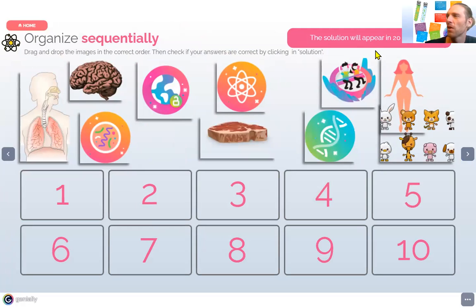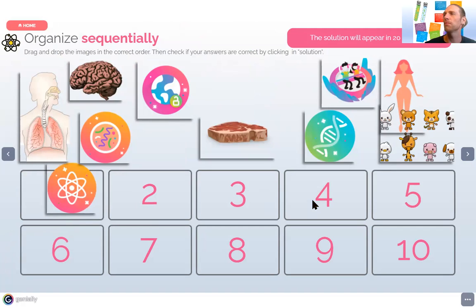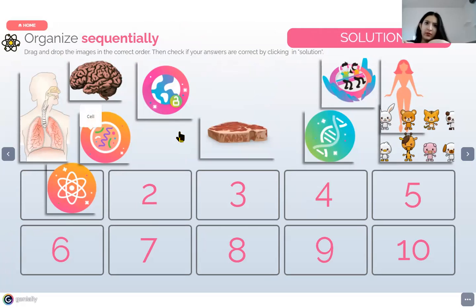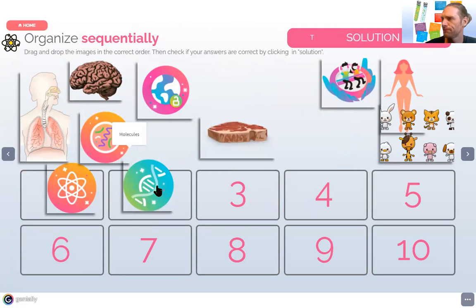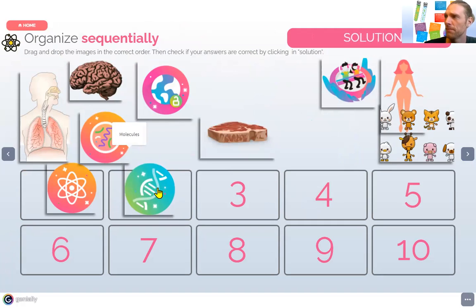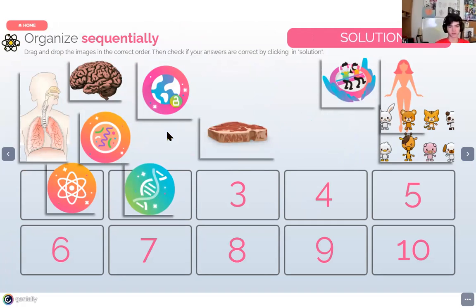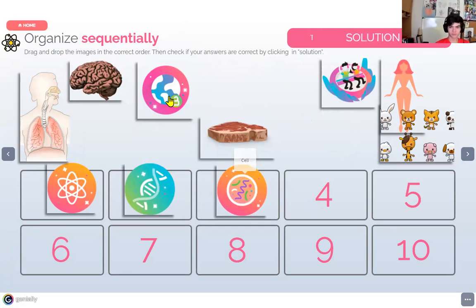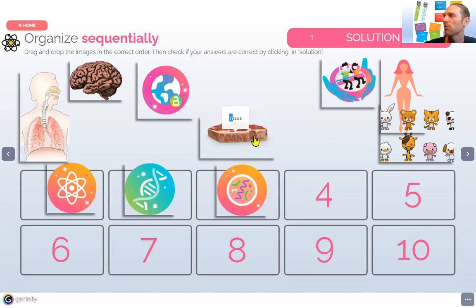It's very simple. What is the smallest thing? Who can help me? What would be number one? The atom. Yeah, the atom. Very good. What would be number two? DNA, molecules. Yeah, okay. DNA is a molecule. Then the cell. Very good. What is this? And tissue. So if we get a lot of cells together, we get a certain tissue.